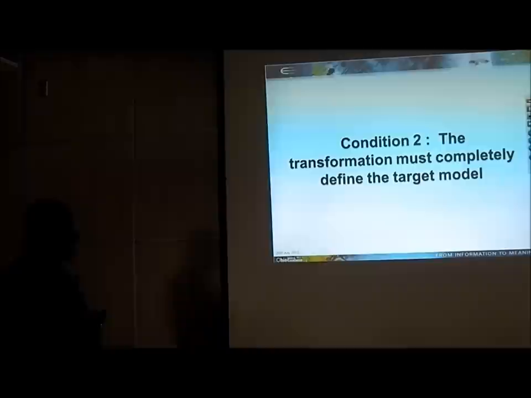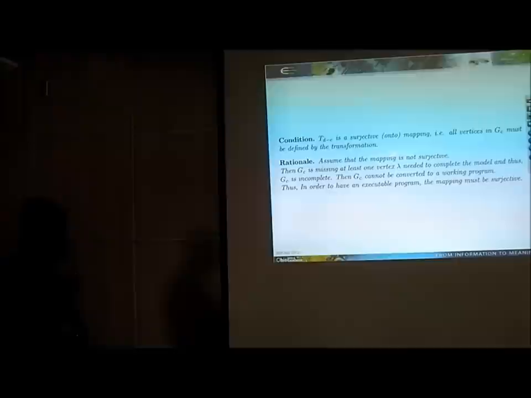Similarly, the next condition is about the transformation. It basically says your transformation should yield a complete target model. In a mathematical sense, the mapping that you are defining, you can think of it as a function that maps a set of nodes to another set of nodes. That mapping has to be an onto mapping, meaning it must completely define the target model. It may not use everything on the source model, but it should yield a completed target model. Again, the rationale, we don't want to call it a proof, is that if you miss something in the cloud model, if you don't define something, then ultimately you can't translate that to a concrete syntax on the other end.